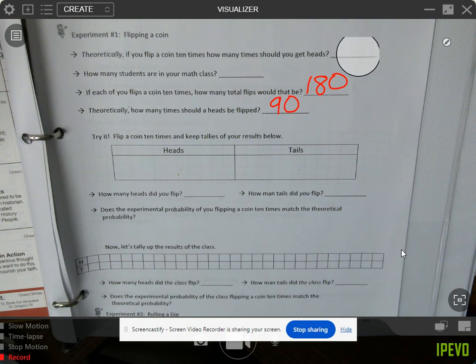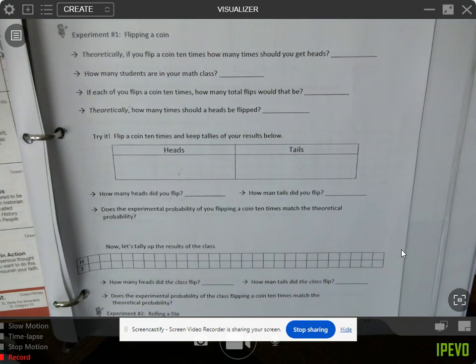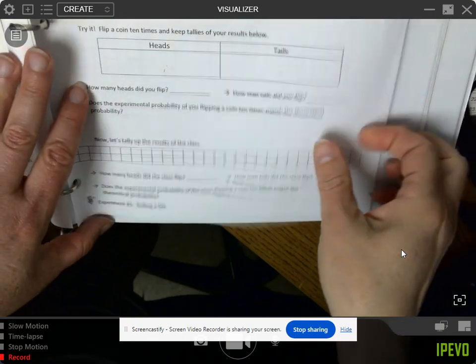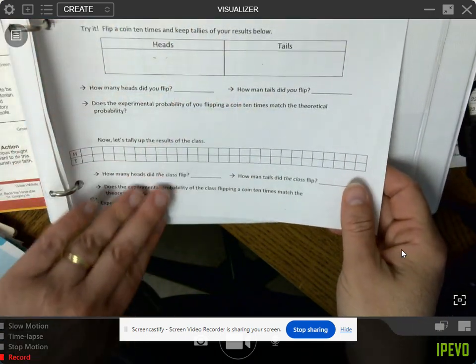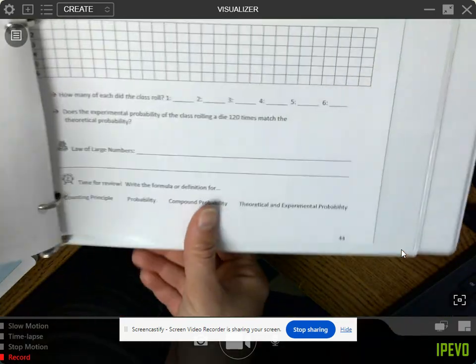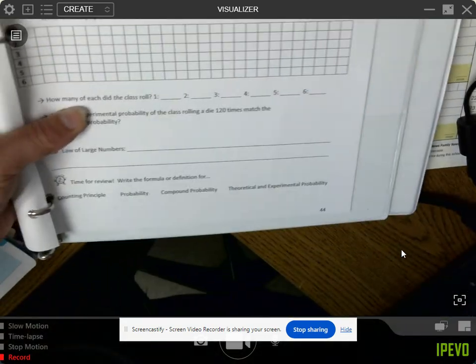And tomorrow, we're going to go over the results in our page. But for right now, I want to look at our second page. So we can't go over this part yet because we haven't done our experiment yet. Let's look at our second page.